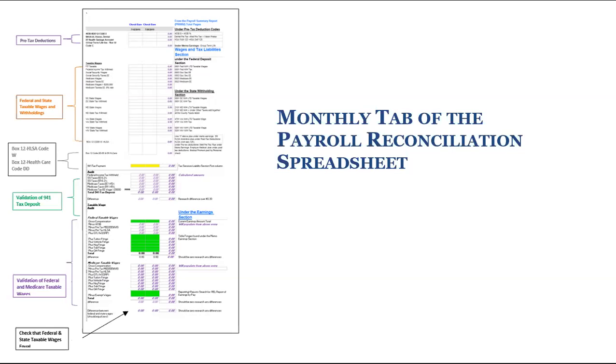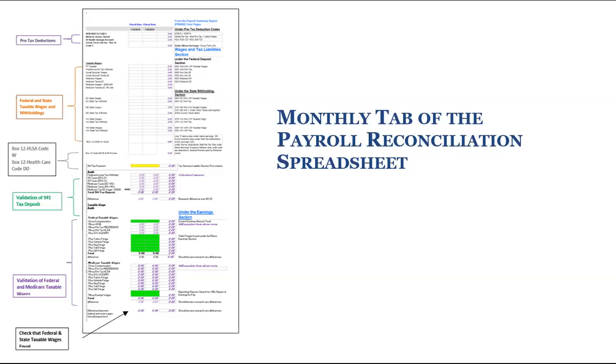The second section is the taxable wage and liability section. Here we are going to log federal and state taxable wages and withholdings that Ceridian has calculated for each paycheck date. The third section is Box 12 validations. For Code W, we're keying the employee and employer contributions to health savings account. And then for the validation of Box 12 Code DD, we are keying employee and employer contributions for medical premiums paid.